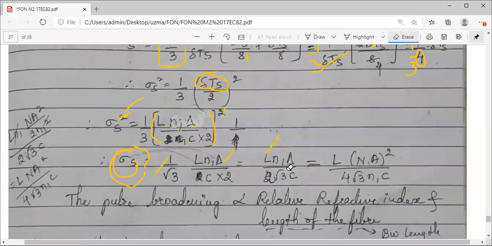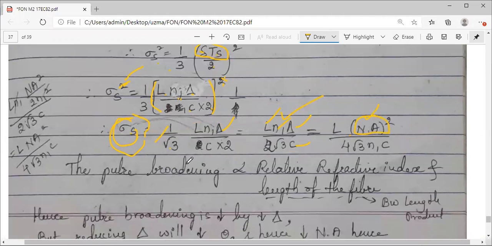either this equation or this equation. You can see there are many terms involved in the equation. You have the length of the fiber, you have the refractive index, you have the relative refractive index difference, you have C, and even if you take this equation, you have the numerical aperture also. So we can have some analysis here.